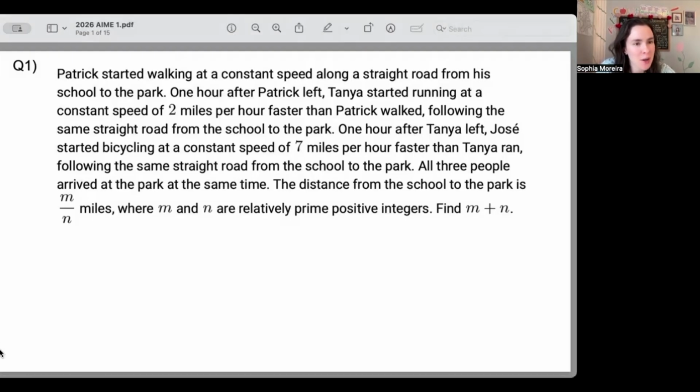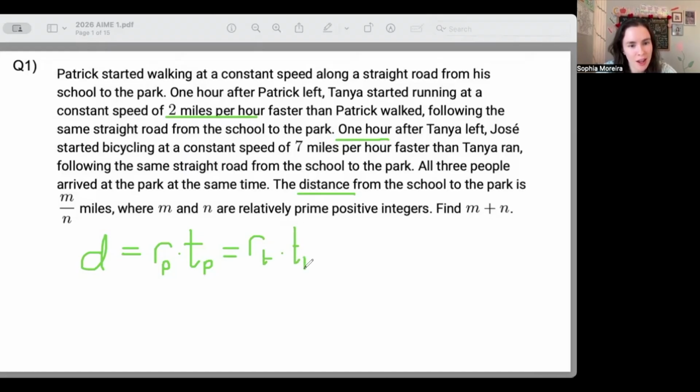Starting off here with question number one, we can see in this question that we have a bunch of rates, we have a bunch of times, and we are asked to find the distance. That immediately leads us to using the formula distance equals rate times time. Now, as we're doing this, you might be thinking, well, we have different rates and different times. That's true, but they all have the same distance. So that tells us we have the equation Patrick's rate times Patrick's time equals Tanya's rate times Tanya's time, which equals Jose's rate times Jose's time.